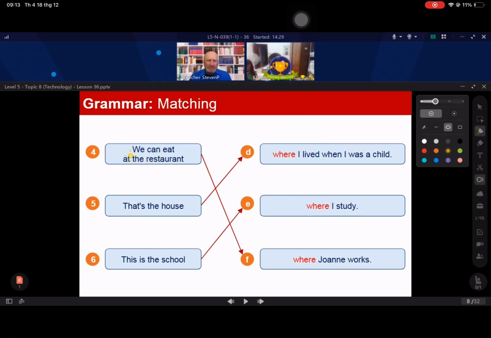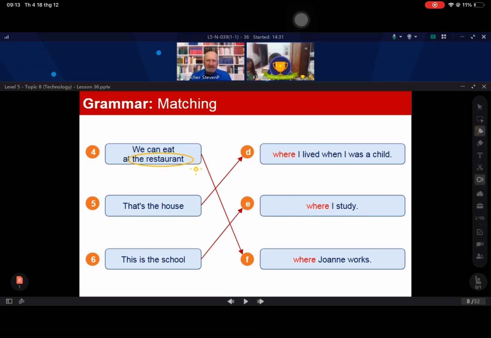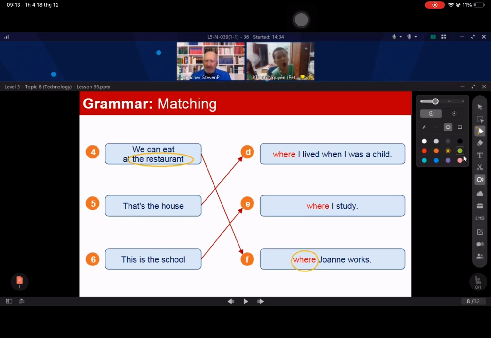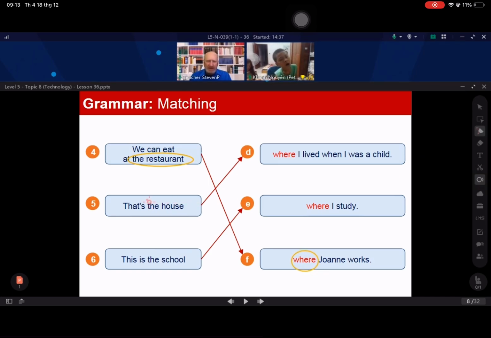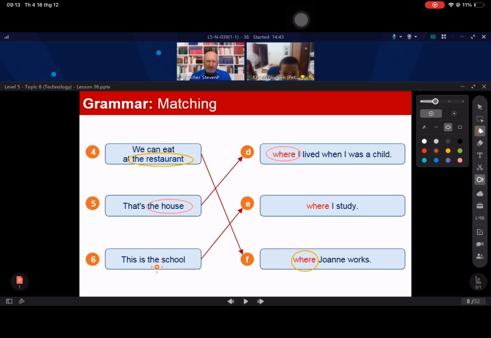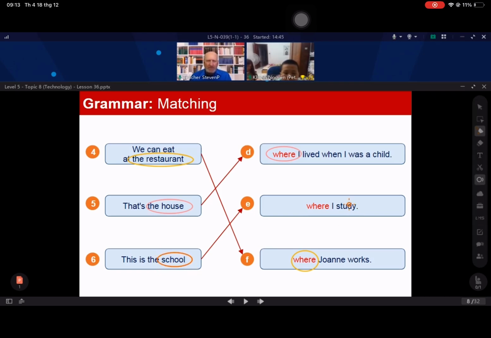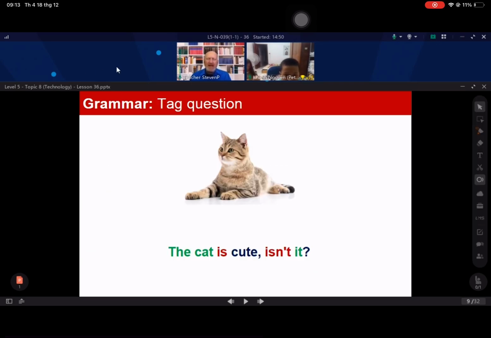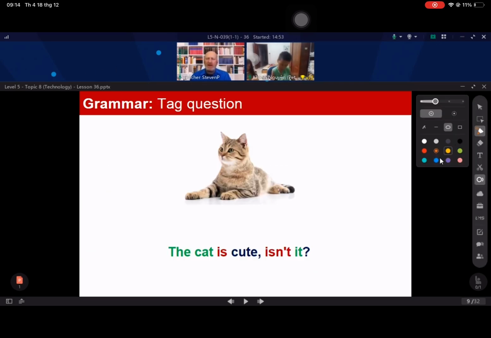So let's look at those quickly again. We talked about a place, the restaurant. That is a place, and so we say where. And over here we talked about also a place, and so we say where. And the last one we are talking about a place where I study. Well done, well done. Very nice. Okay, Peter, that's great.